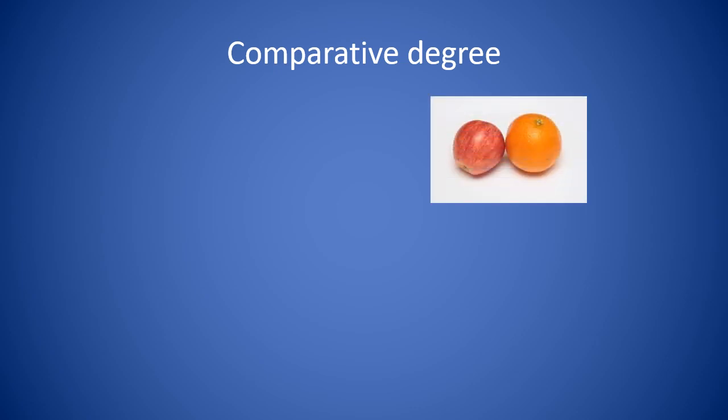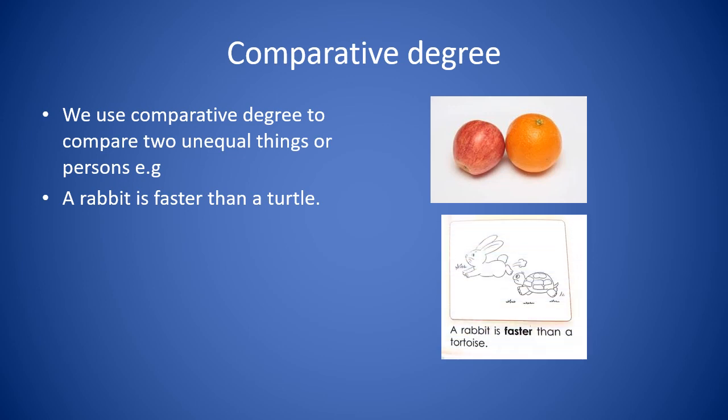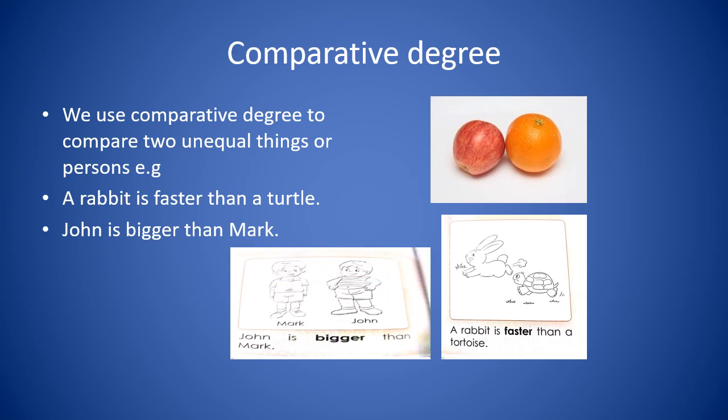Comparative degree. We use comparative degree to compare 2 unequal things or persons. For example, a rabbit is faster than a tortoise. अब यहाँ पे comparative degree में 2 unequal things को आपस में compare किया गया है. And the example is कि rabbit tortoise से ज़्यादा faster है. John is bigger than Mark. अब John जो है वो Mark से ज़्यादा बड़ा है.